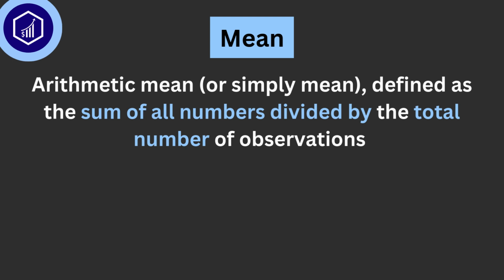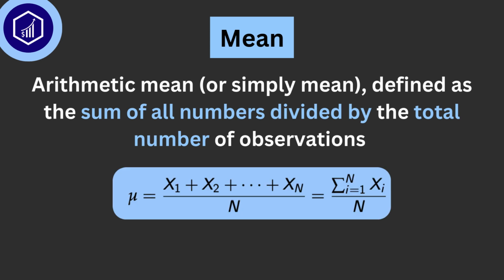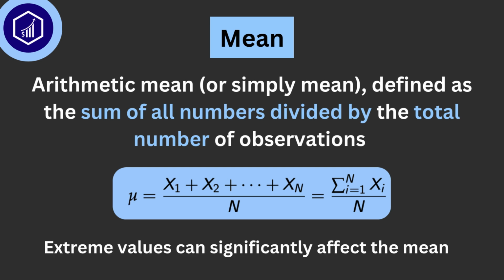The mean is calculated by adding up all the numbers in a dataset and then dividing by how many numbers there are. Here's the formula. In practice, calculating the mean is straightforward. You have to sum up all the values and then divide by the total count. But keep in mind that extreme values can significantly affect the mean. I will show you in the next example.